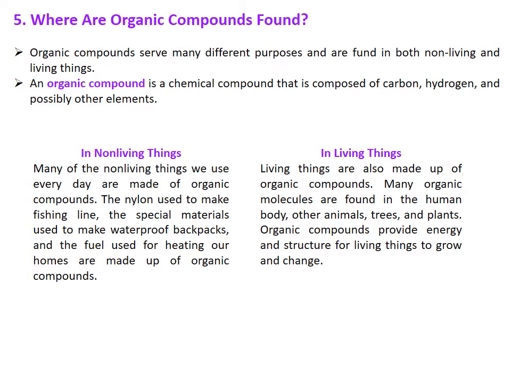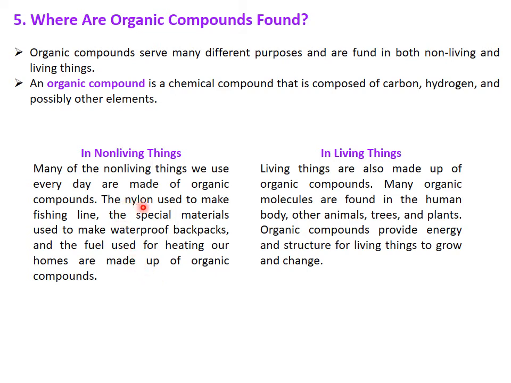Now we are going to learn about organic compounds. What are they and where are they found? Organic compounds serve many different purposes and are found in both non-living and living things. An organic compound, by definition, is a chemical compound that is composed of carbon, hydrogen, and possibly other elements. Organic compounds are found in non-living things. Many of the non-living things we use every day are made of organic compounds.